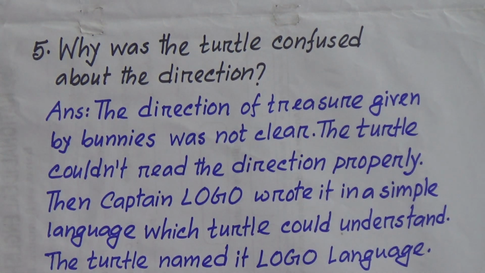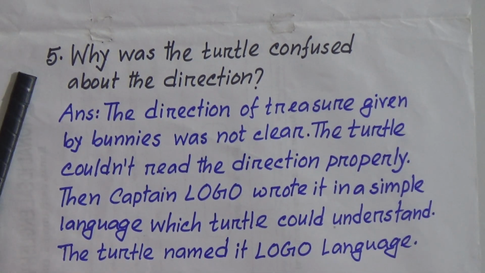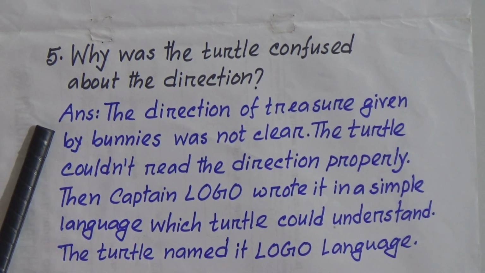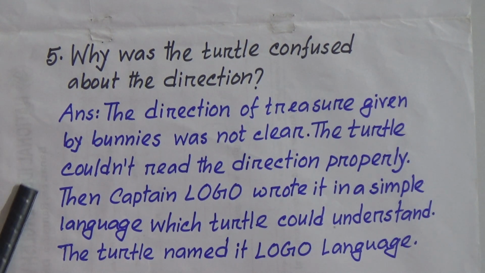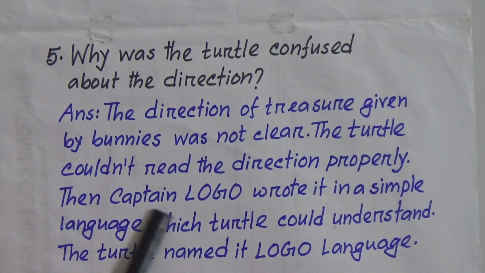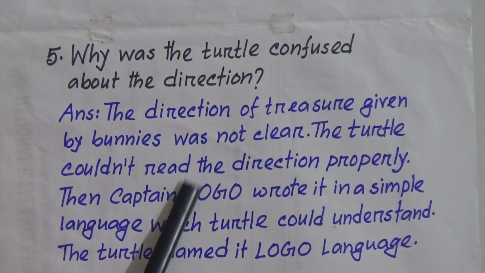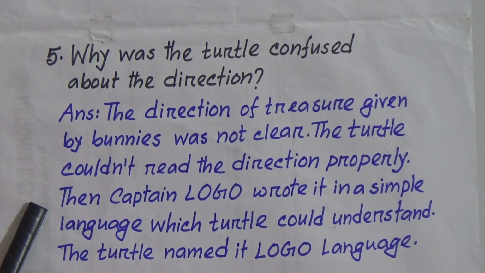So let's read the questions. Number 5. Why was the turtle confused about the directions? Answer. The direction of treasure given by bunnies was not clear. The turtle couldn't read the direction properly. Then Captain Logo, remember Logo, C will be capital in Captain, and Logo, all the letters will be capital. Then Captain Logo wrote it in a simple language which turtle could understand. The turtle named it Logo language.